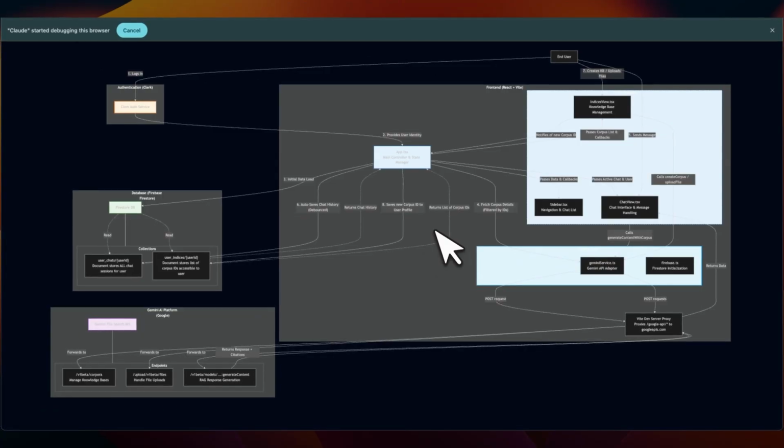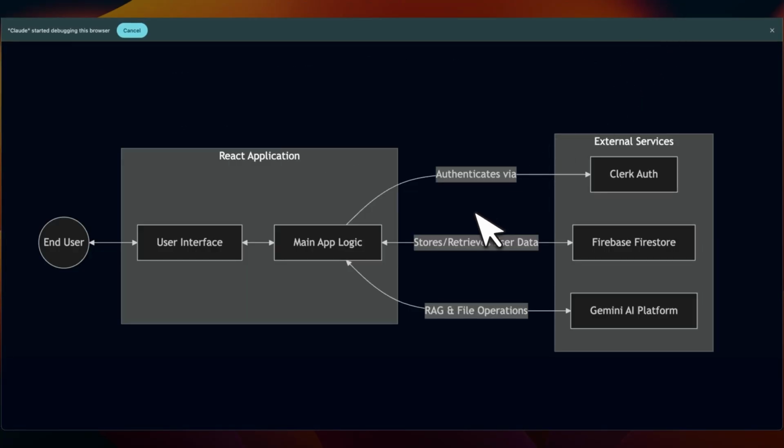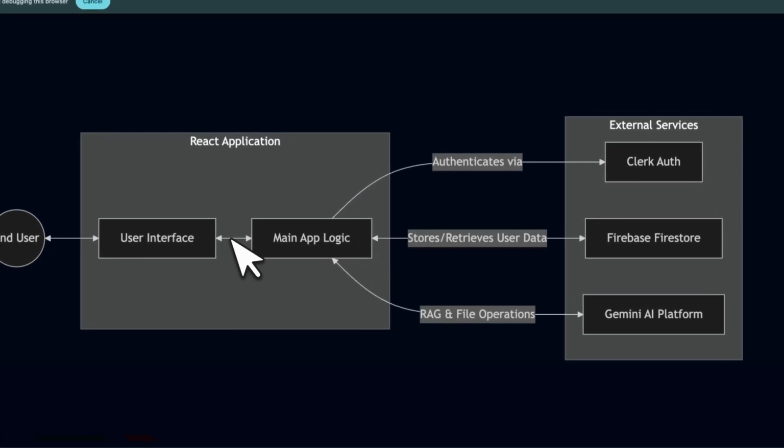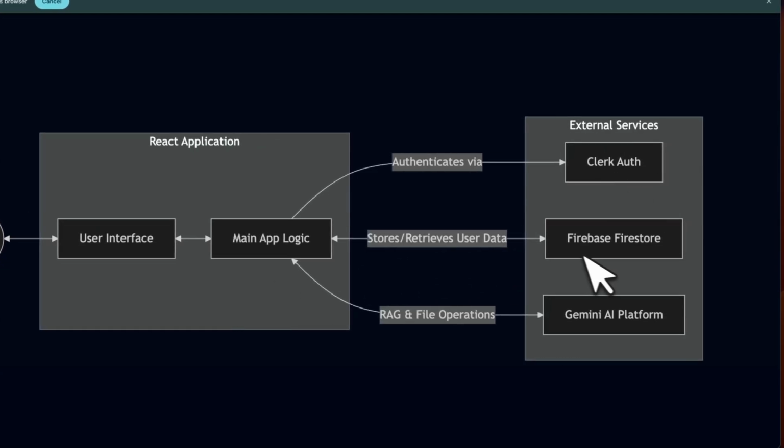Now, it's a pretty complex architecture, but on a higher level, here's a quick overview. You have the front-facing UI that is currently hosted on Vercel. You will be able to sign up and start using it. Authentication is done through Clerk, and user data management is through Firebase Firestore. And then the RAG implementation is through the Gemini API.